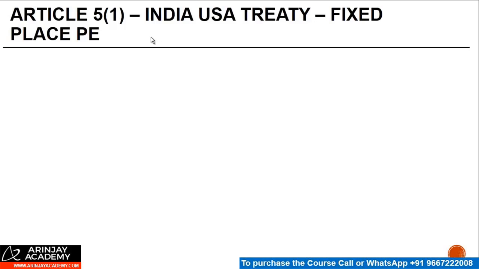So let us look at Article 5, Paragraph 1 of the India-USA Treaty. And this deals with a fixed place PE. This is the most common form of PE which has been dealt with for years and years and decades, right? And in most cases, it is this form of PE which was relevant until maybe last 10 years ago. But with the change in the business model that is happening, somewhere other forms of PE have also gained a large amount of recognition.